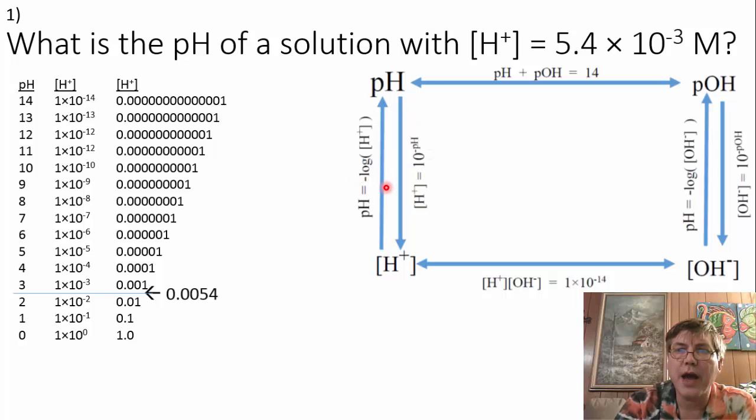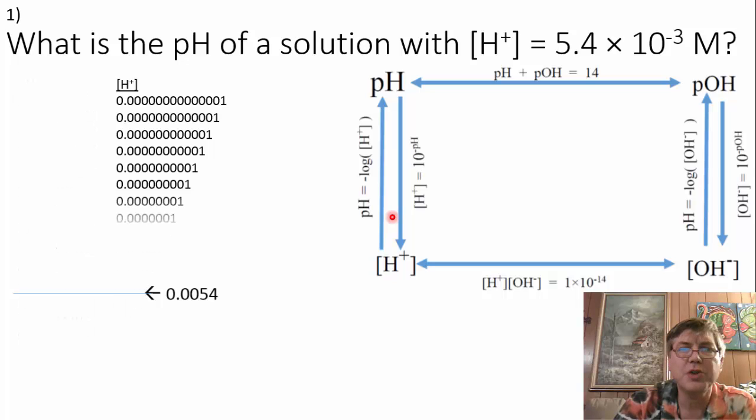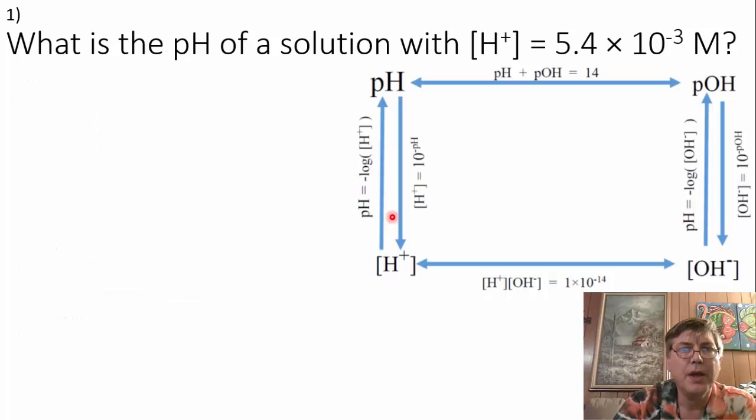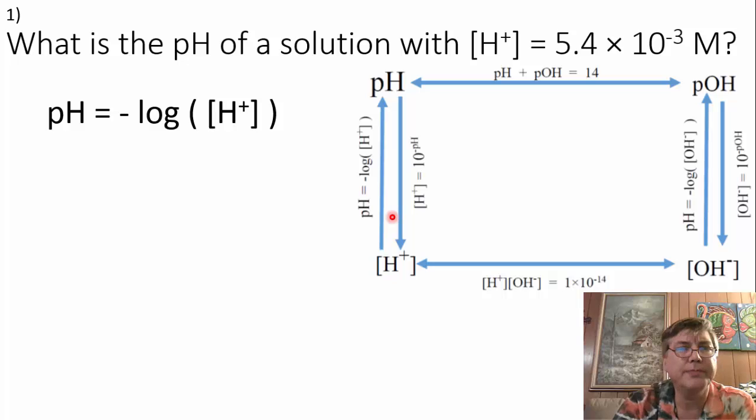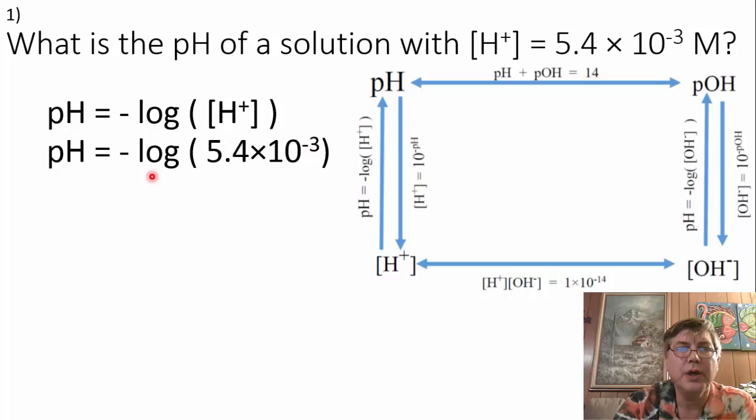Over here is the calculation that we're going to use. We can just follow the arrow from the hydrogen ion concentration up to the pH, and we'll use this equation right here. So first let's clear this stuff away and write the equation down. pH equals the negative log of the hydrogen ion concentration. Well, this is our hydrogen ion concentration in our given, so let's just substitute.